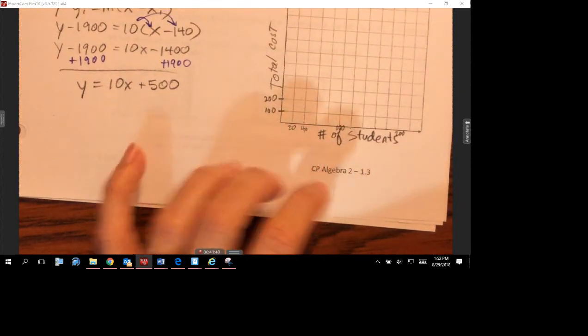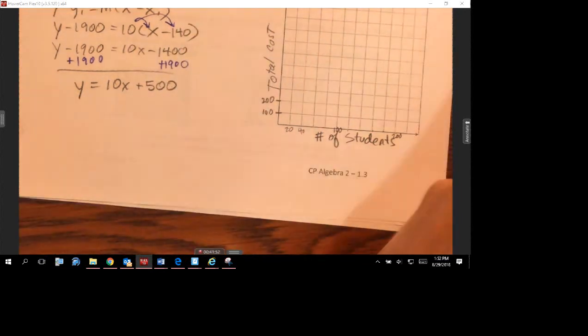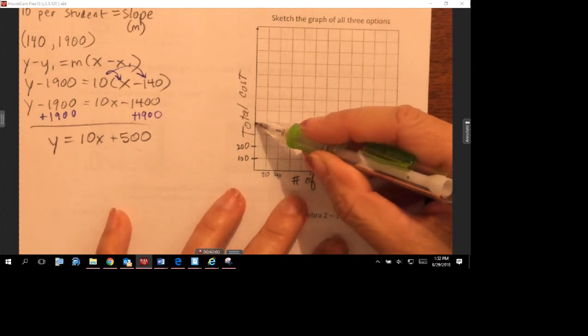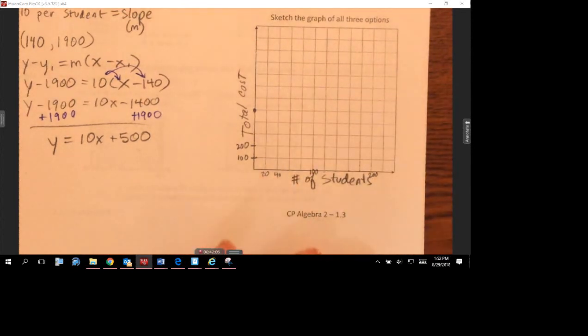So let's graph 10x plus 500. This is just a tiny bit challenging because our scale is not the same on this axis as it is on this axis. So you're going to just be careful and use your slope. So our slope is 10x, our y-intercept is 500, so we're going to go to 500. We're going to start there, and then you have to go up 10 over 1. That's going to be hard.